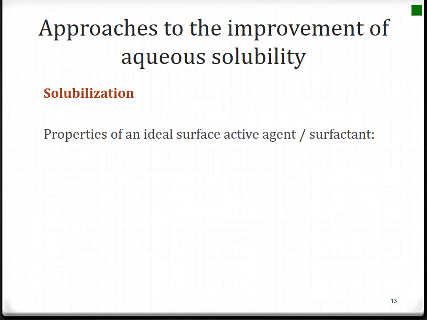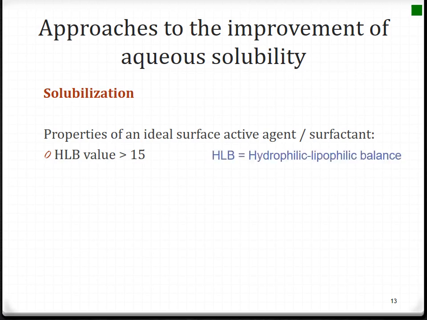Ideally, a surfactant used to improve aqueous solubility of a drug should have a HLB value more than 15. HLB stands for hydrophilic lipophilic balance, which indicates the relative balance in size between the hydrophilic head compared to the lipophilic tail. Higher HLB surfactants are more water soluble.